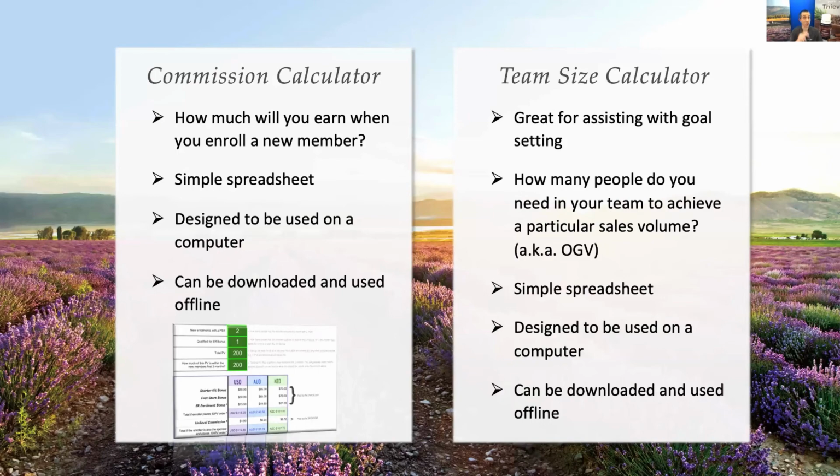All right, so the two tools that we have looked at here today are the commission calculator, which helps you to work out how much you'll earn for the members that you're enrolling, and the team size calculator. That's a fantastic tool for helping you with goal setting with your Young Living, with sharing Young Living and where you want to go with Young Living and the ranks and so forth. So they're the two tools that we've talked about today.